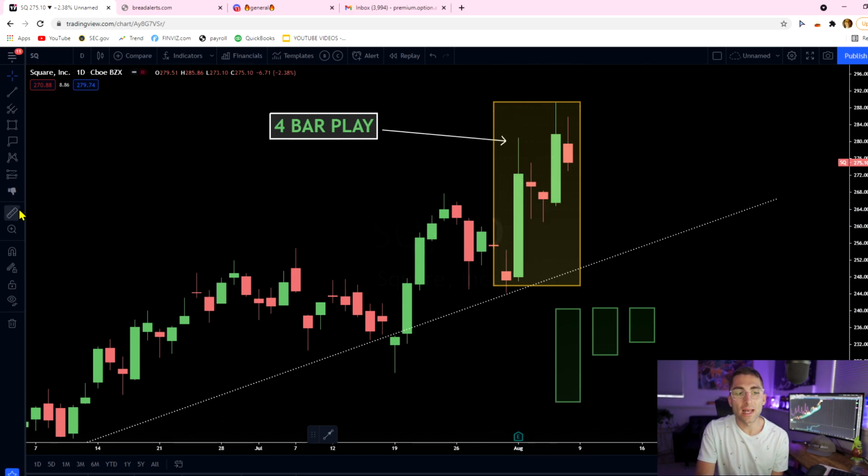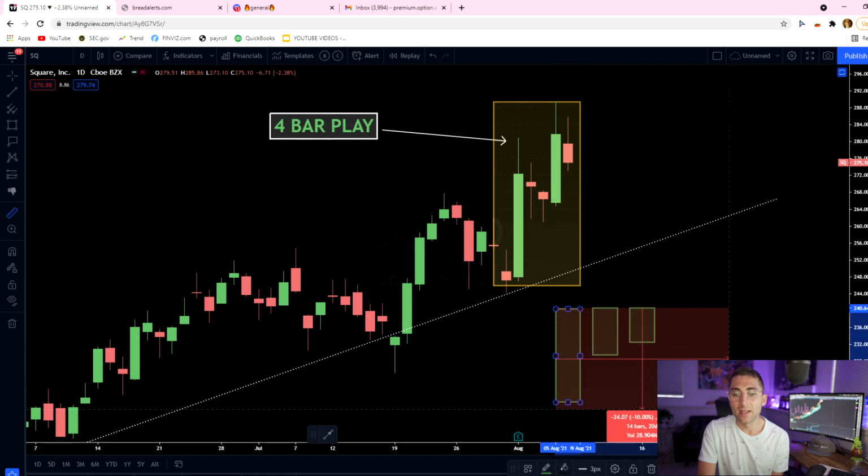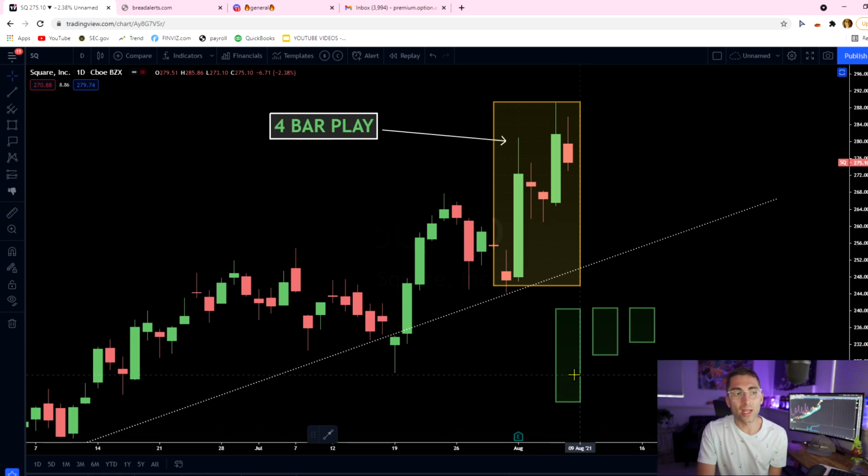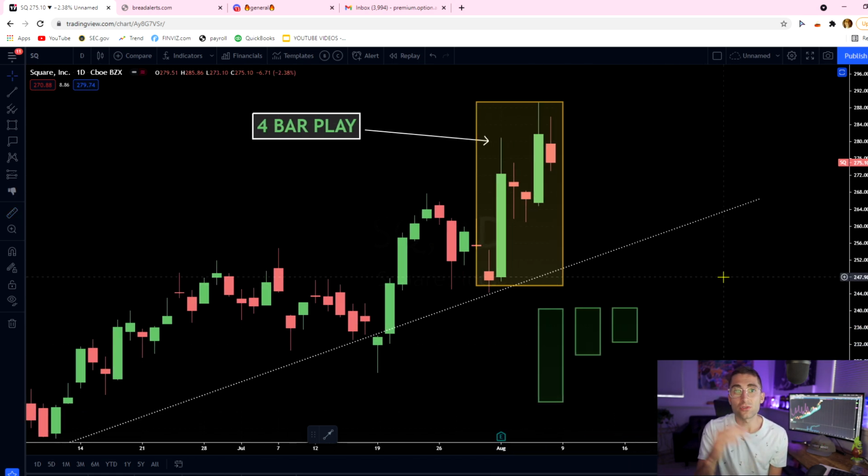But what you do not want to happen, I'll repeat this again, you do not want to retrace more than half of this candle. That first candle, it's super important. It sets the range, sets the tone. If you're going to retrace too much of it, this is not setting up nicely.